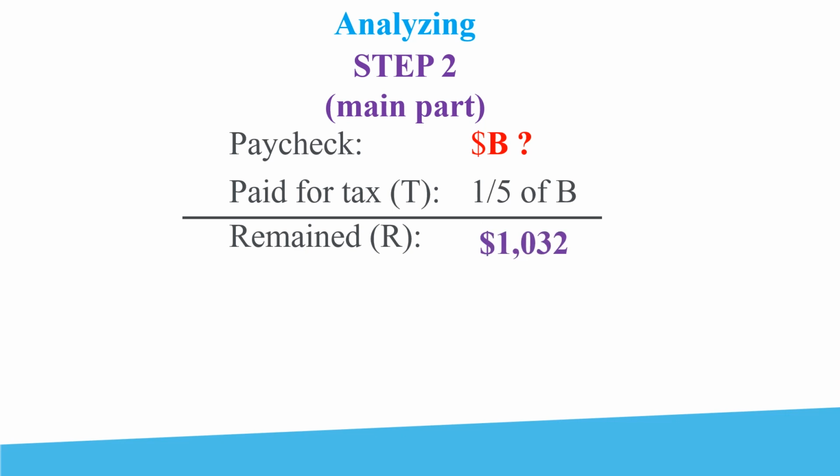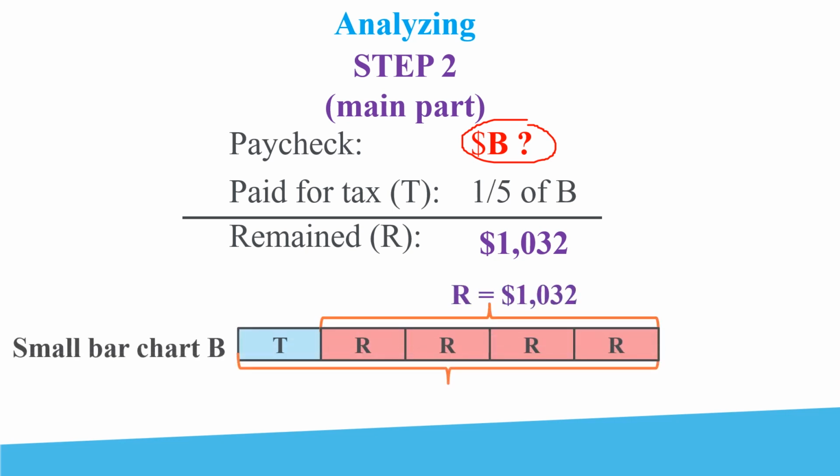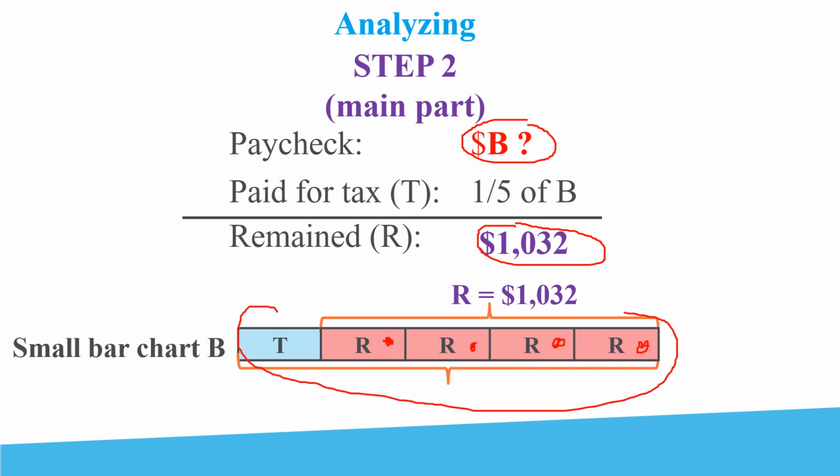We found that. Now we need to find B. Again, we start with a bar chart. So $1,032 in this case is 4 boxes. 1, 2, 3, 4. And we need to find out the paycheck, which is all this bar chart.